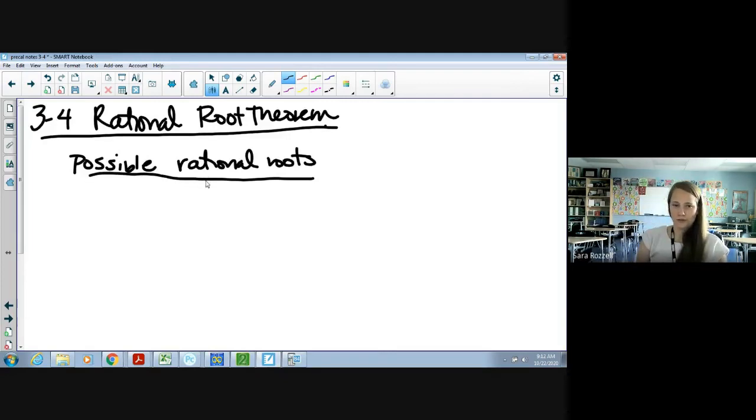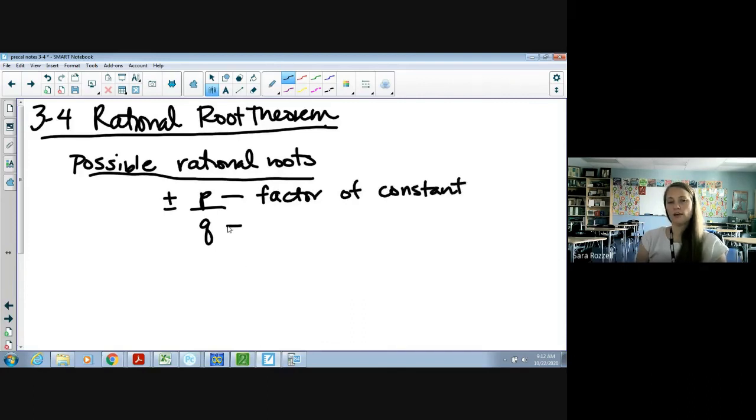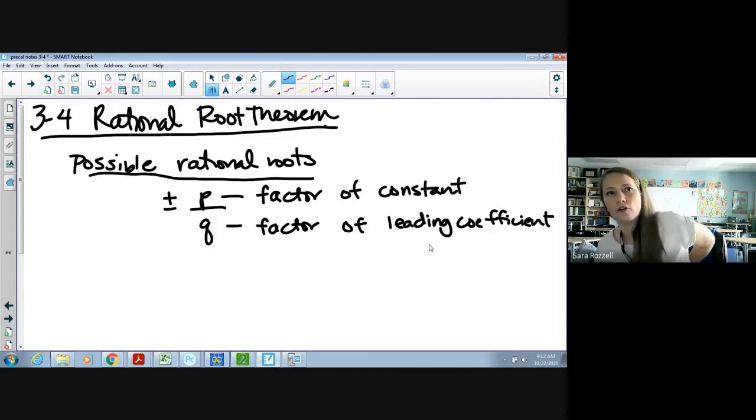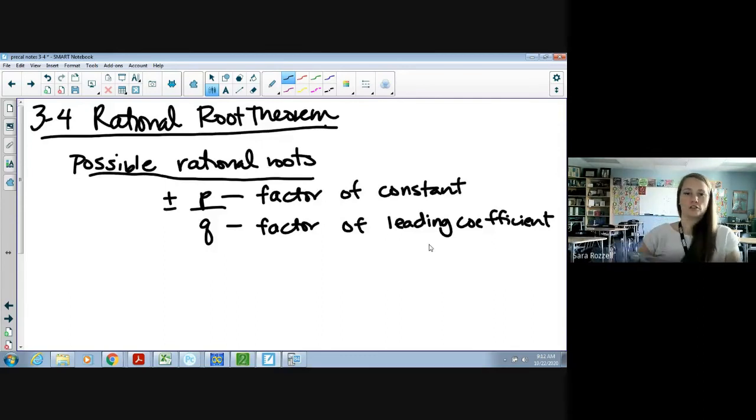So our possible rational roots, they always come in this form, okay? They come in the form plus or minus P over Q, where P is a factor of the constant and Q is a factor of the leading coefficient. So remember, our constants were our numbers at the end that don't have variables with them, and our leading coefficients are the numbers in front of the x for your highest degree power.